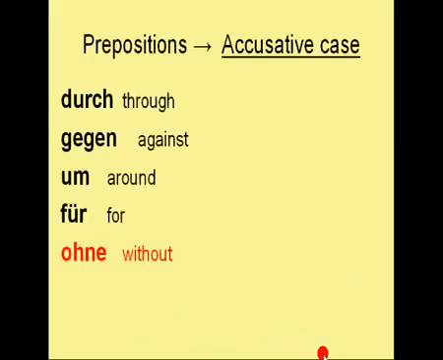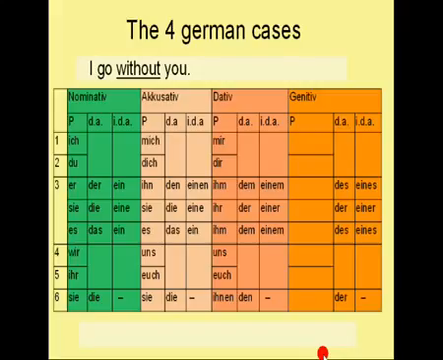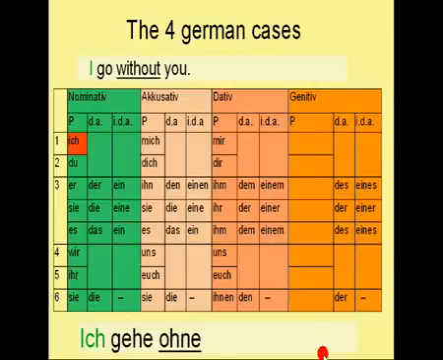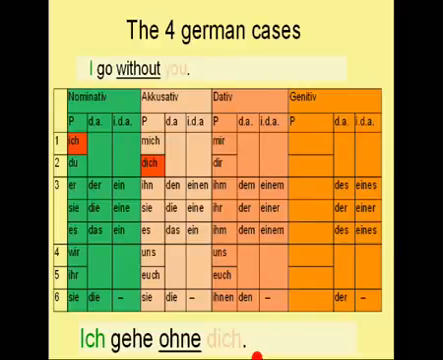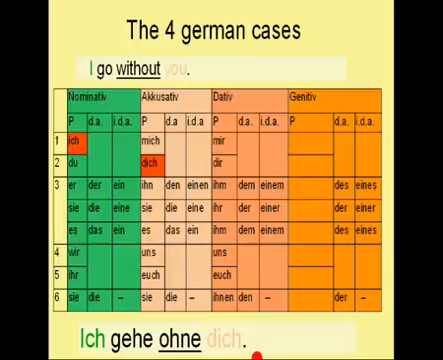Another one for ohne, which means without. I go without you. Which one is the subject? I, which translates to ich. The sentence starts therefore with Ich gehe ohne. And you is followed by an accusative, and it's the second person singular. Therefore the sentence reads like this: Ich gehe ohne dich.